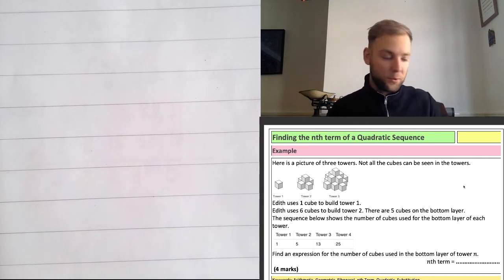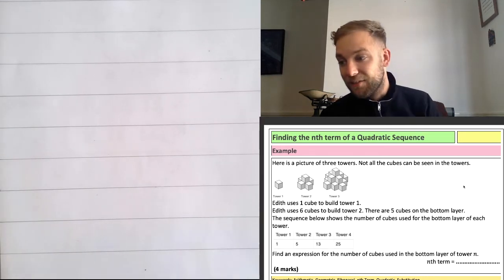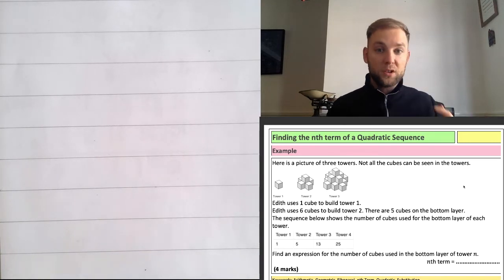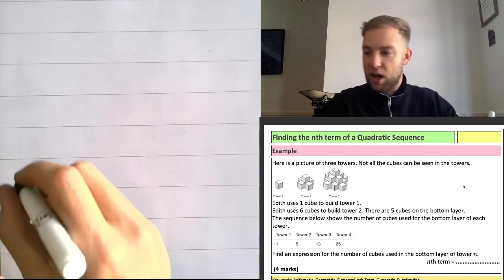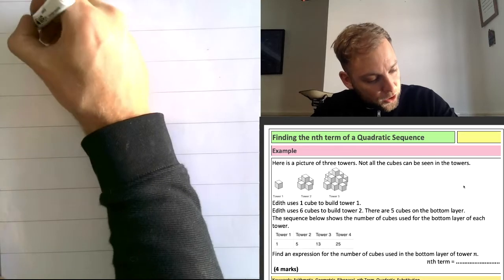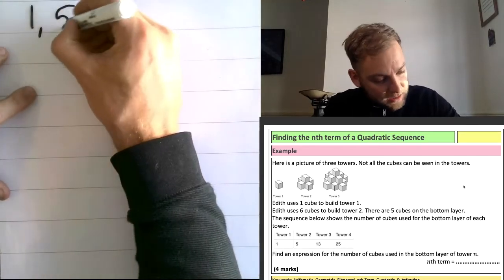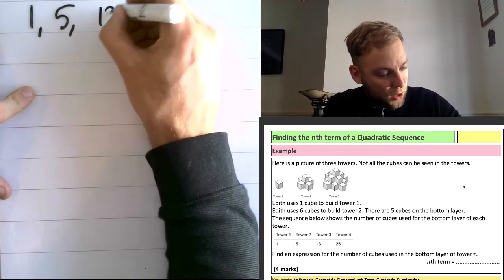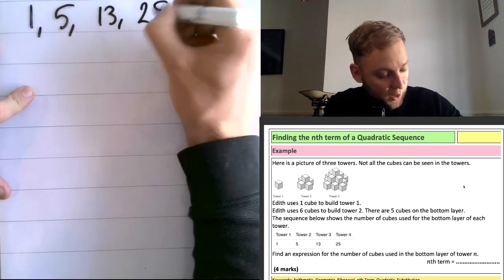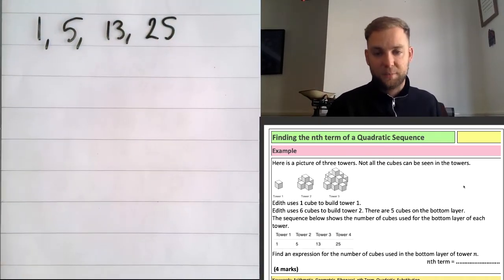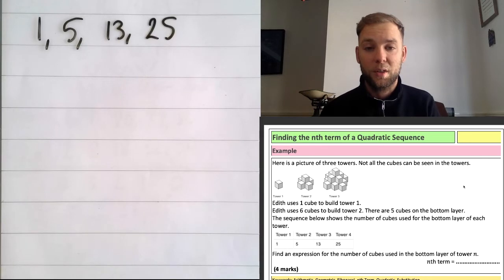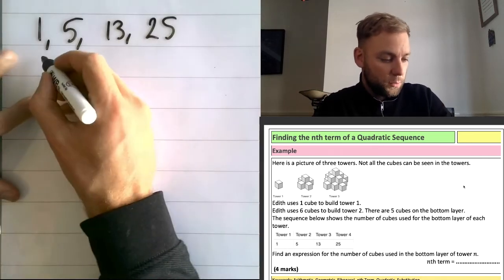Now, your starting point with this is it's saying find the nth term. So we've got to find the nth term of this. Now it's actually already given you the term values, so it's just starting with that. So 1, 5, 13 and 25. Now I think you can probably do this yourself by now. So if you want to pause and have a go at that, then do that. I'm just going to carry on with it.